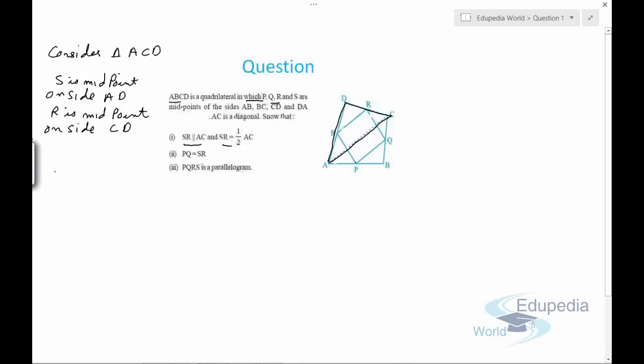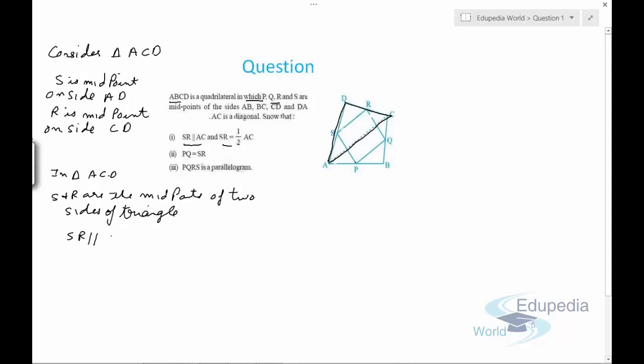So we can say that in triangle ACD, S and R are the midpoints of two sides of the triangle, right? So SR is parallel to AC and SR is half of AC, by the midpoint theorem. So this is how we can use the midpoint theorem. Now next we need to prove this.